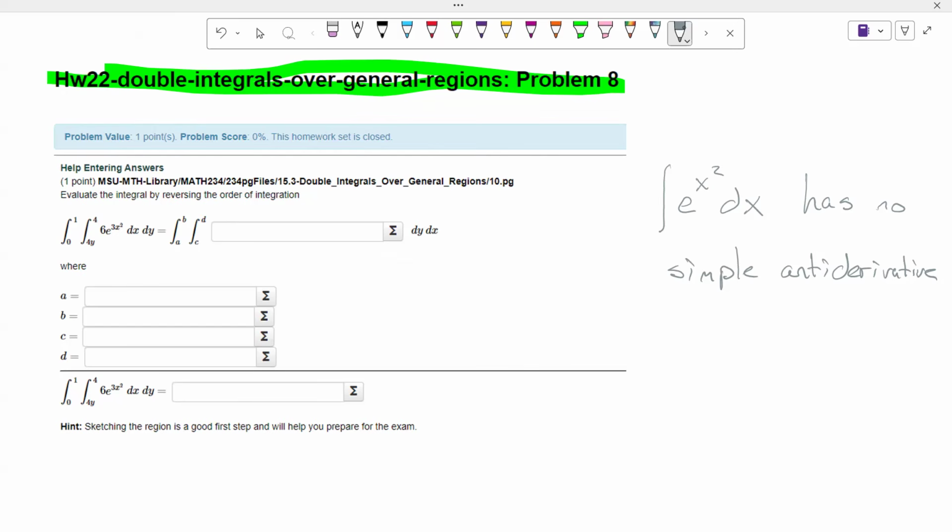Let's back up because we don't need to go there. Point is, you try and attack this problem directly, you're going to get stuck. So I can't evaluate e to the x squared dx, which is the first thing that it asks us to do, minus a couple of constants, but who cares about those? So if we can't integrate this thing directly, we need to change our order. So let's go do that.